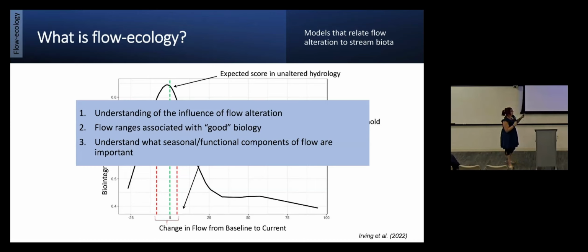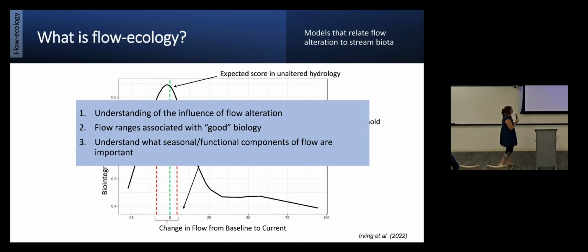But basically you have some kind of measurement of biointegrity on the y-axis. In this case, we have CSCI, can be a probability or anything else really. And then on the x-axis, it's a measure of flow alteration. And that means we define that as a change in flow or flow metric from baseline to current. So it's like the delta, it's the difference.